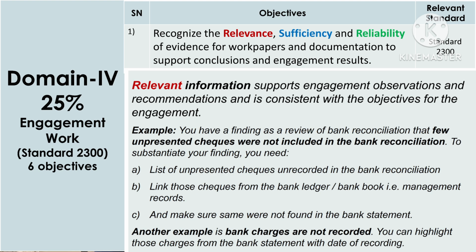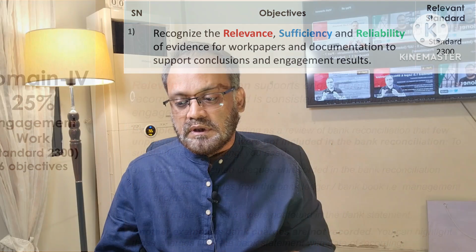You have to link those checks from the bank ledger or the bank book, that is the management records, and then you have to make sure that the same were not found in the bank statement. You can take another example from the same bank reconciliation exercise, the example of bank charges which are not recorded, which you will find in the bank statement. So you can highlight those charges with the date of recording, and this record from the bank statement, linked with that, is the relevant information for these types of findings.